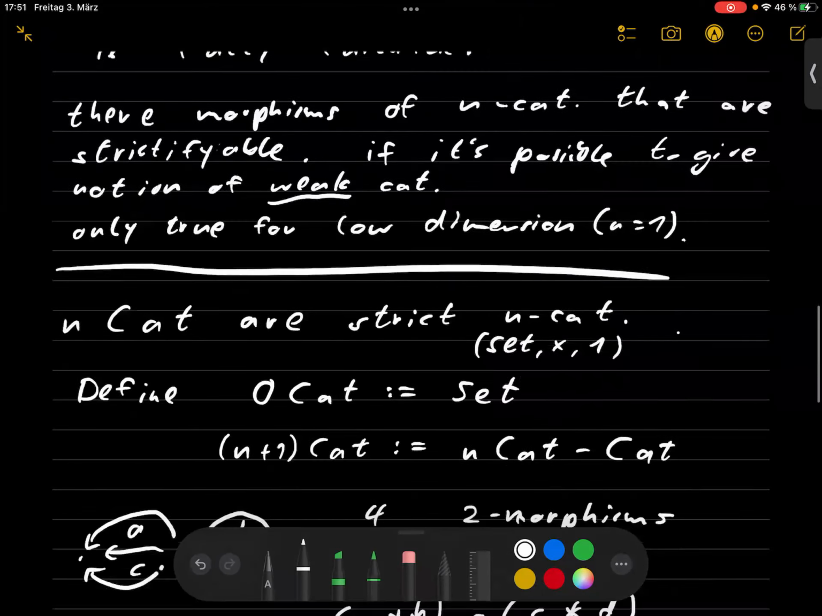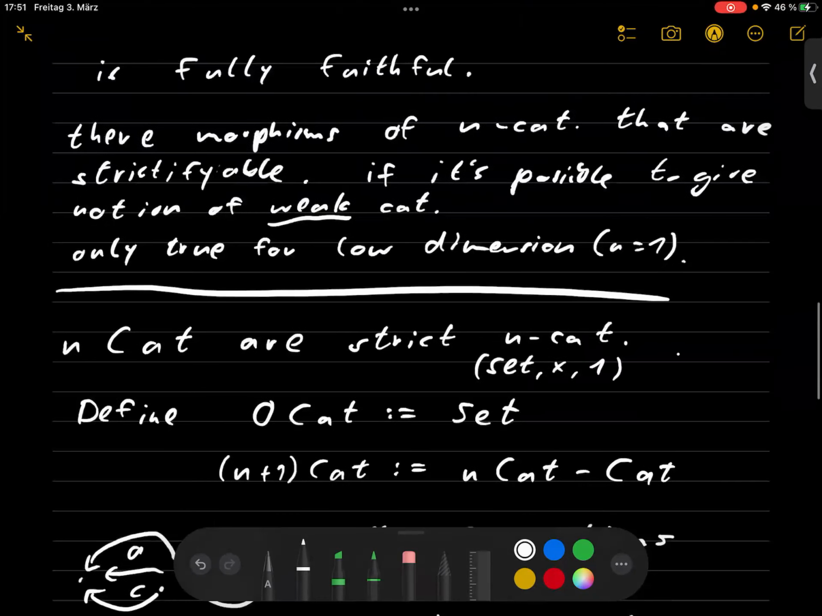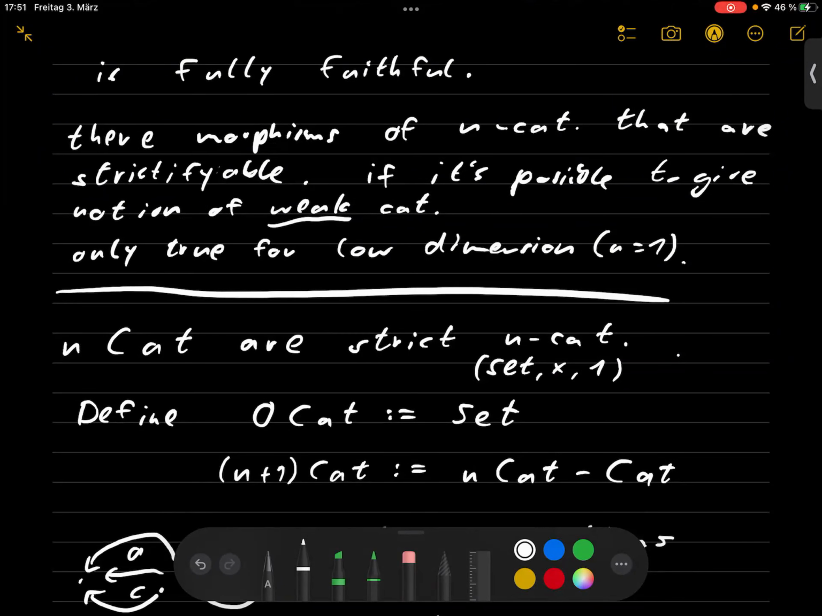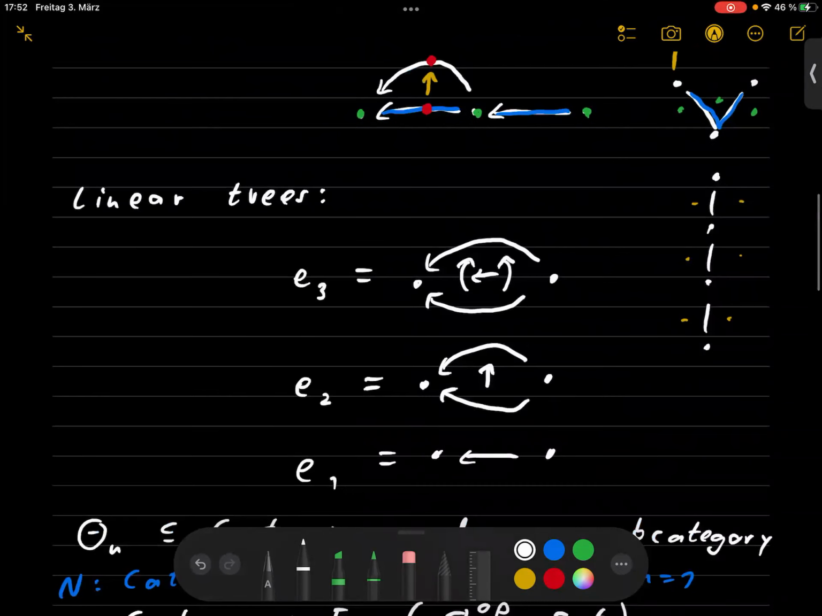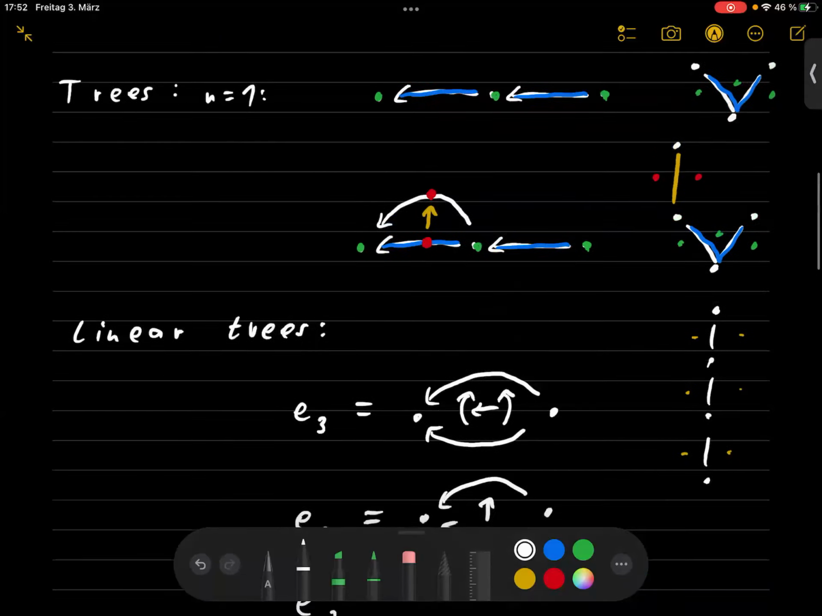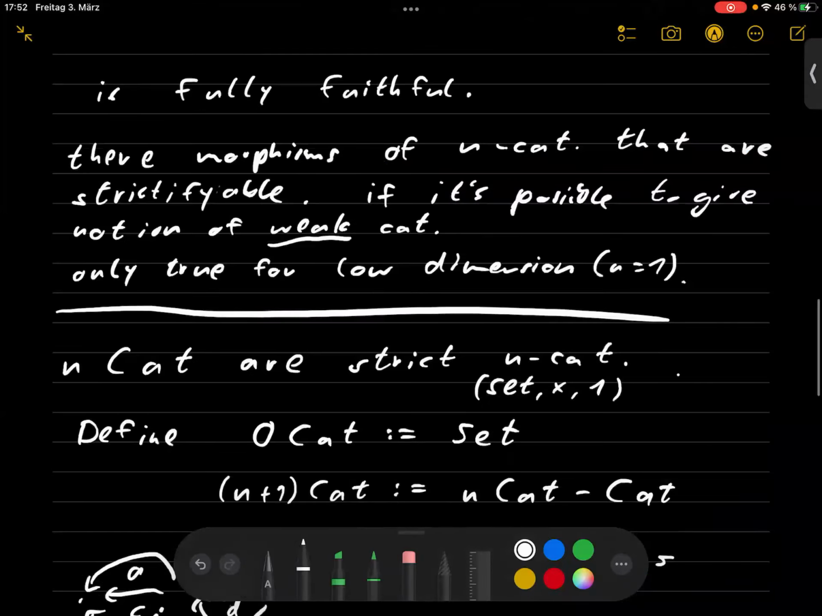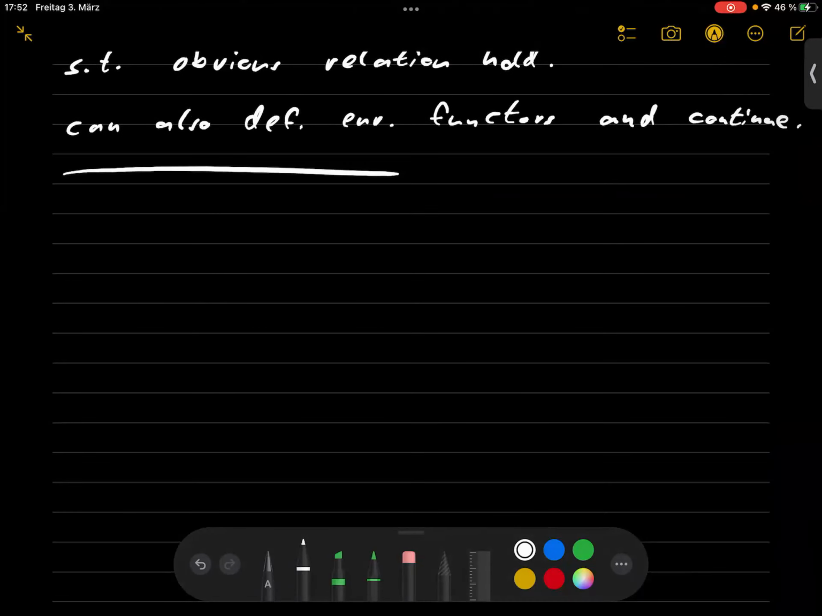Okay, but to do this, we will now define alternative ways to view this theta n category, by adaptations of this tree perspective. So this is the next part: more alternative viewpoints of theta n.